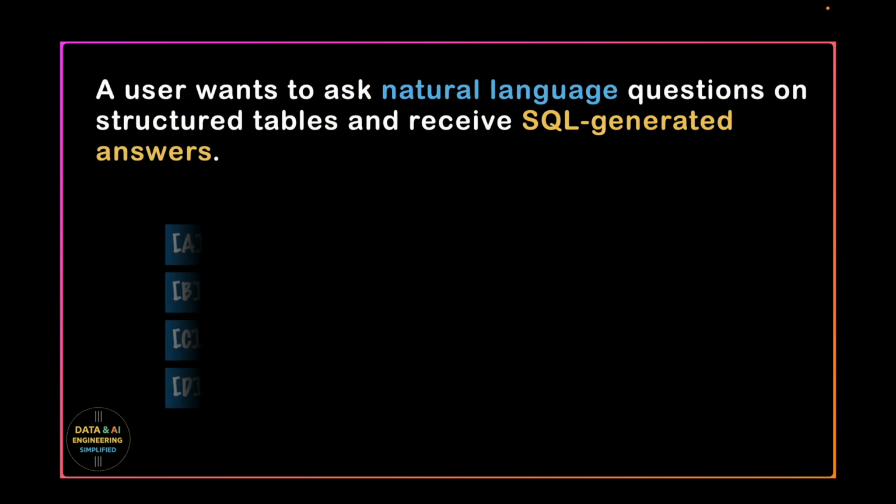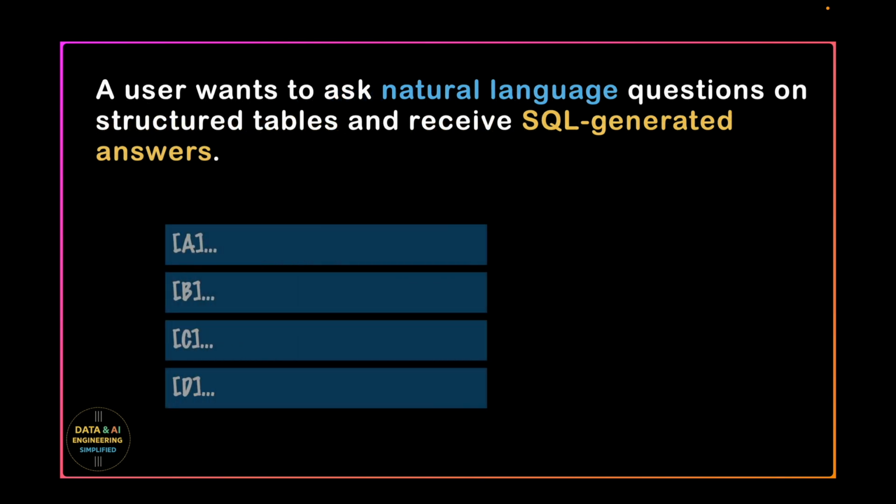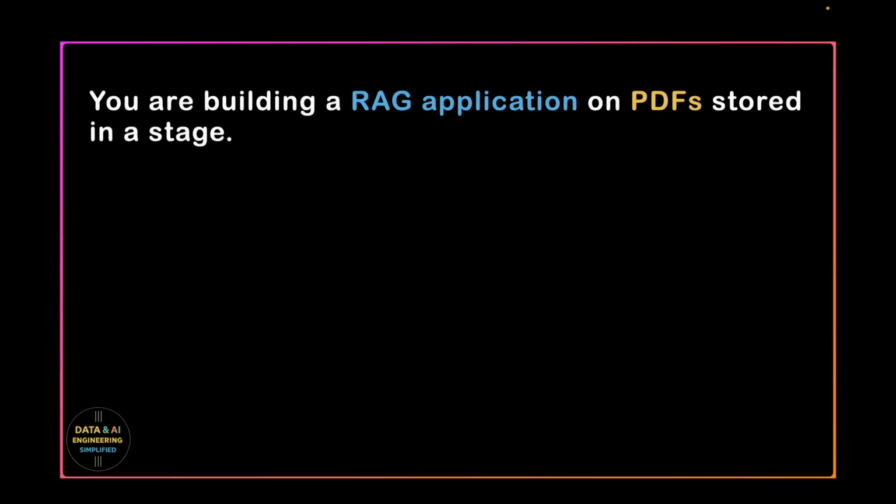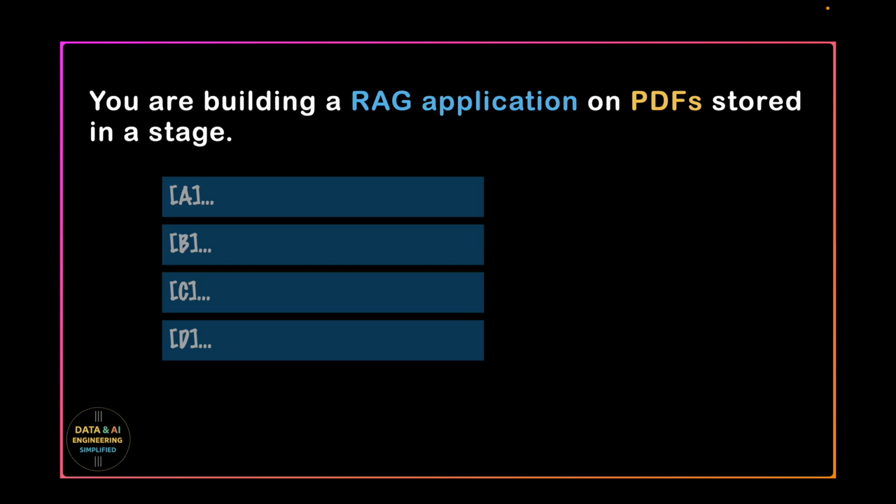Another question. A business user wants to ask a natural language questions on a structured table and receive SQL generated answer. And here you will have options like Cortex Search, Cortex Analyst, Cortex LLM Playground, and vector embedding. The answer is Cortex Analyst, because Cortex Analyst operate on structured data through the semantic YAML file, and it allows talk to your data or text to SQL way to bring the result from your structured data. Here is our Cortex Analyst, and these are the subsection which you have to cover as a part of domain one.